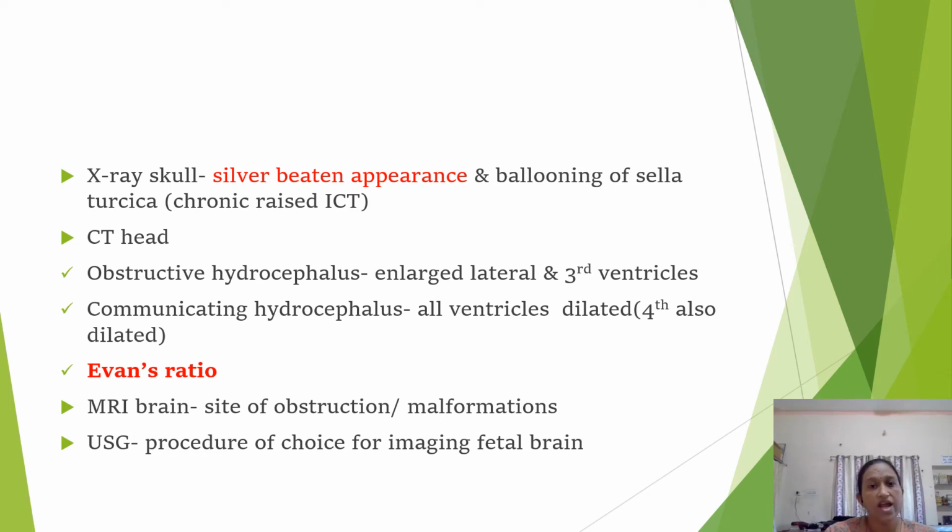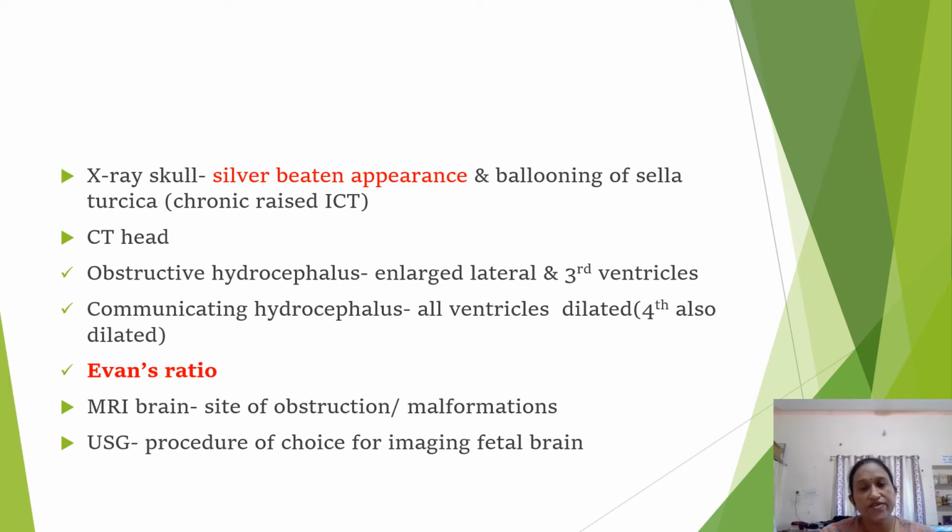Okay, then CT head may give you an idea. In obstructive hydrocephalus, there is enlargement of lateral as well as third ventricle. Okay, but in communicating hydrocephalus, all the four ventricles are dilated. So this is how you differentiate between the communicating and non-communicating hydrocephalus. They can be easily differentiated with the help of a CT head. Then Evans ratio is one which tells us that yes, there may be hydrocephalus, which I am going to tell you in the later slides. Then MRI of the brain may tell us site of obstruction and malformations.